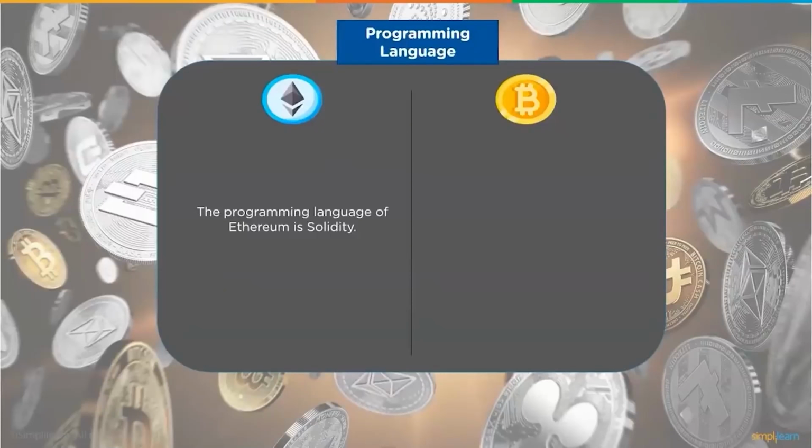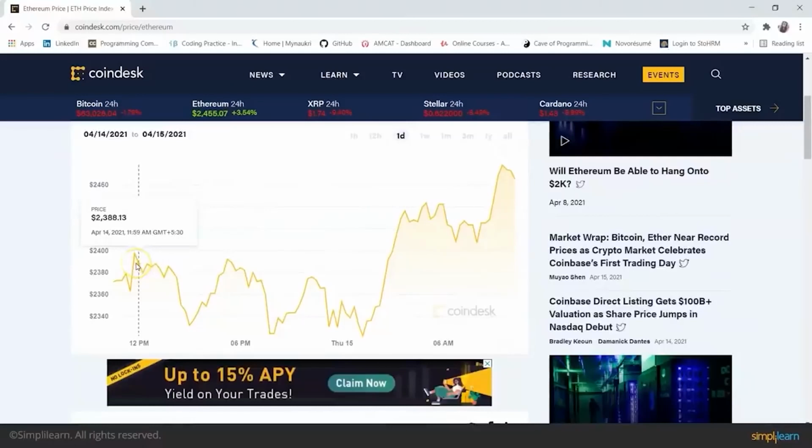Let's have a look at this graph of Ethereum too. The value of Ethereum started at $2,388.13 on April 14 at 12 p.m., and the current status on April 15 is positive with a value of $2,442.37 with an increasing rate of 4.67%.